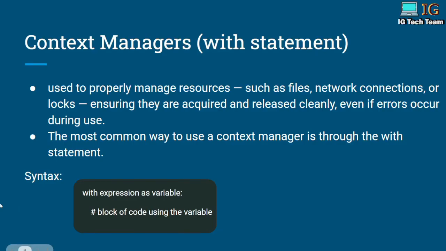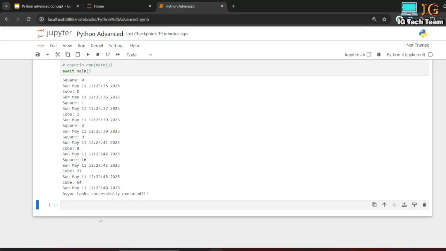Next one is context managers with statement. And these context managers are used to properly manage resources such as files, network connections, or locks, and they ensure they are acquired and released cleanly even if an error occurs during use. And the most common way to use a context manager is through the with statement, and the syntax is you can write with expression as variable and you have to provide your block of code. So to manage your resources, you have to use context managers. This will be most useful in the file system. Let me explain this through the code.